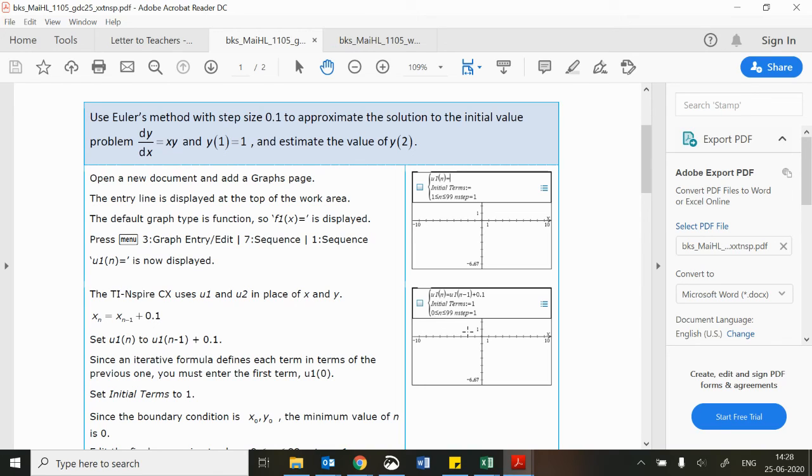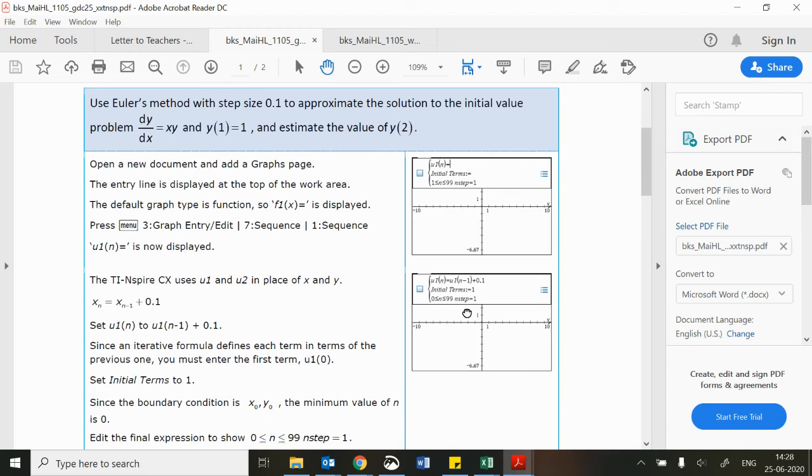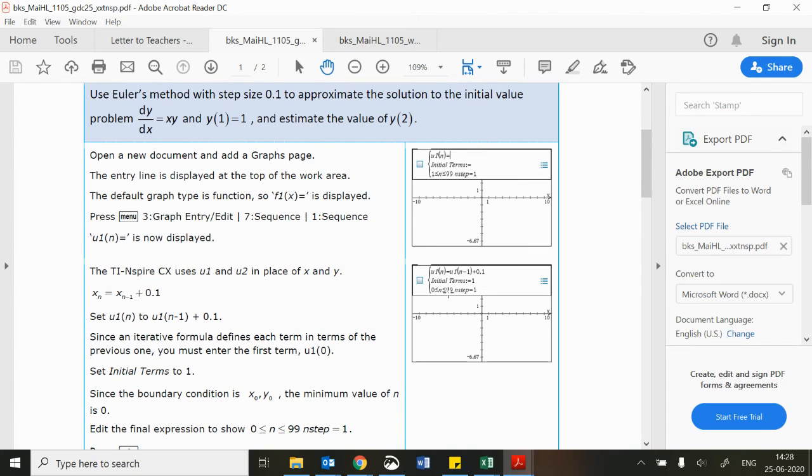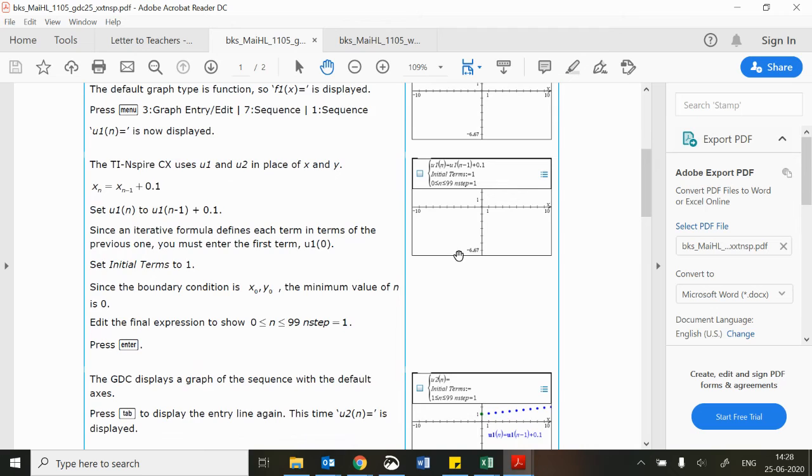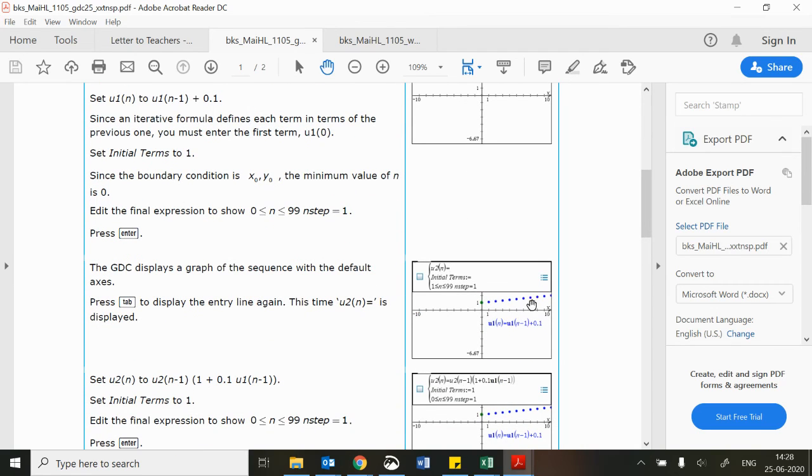Okay, and that should do for your questions. So that's not saying that it's going to go up to x is 99. That's just saying we're going to have 99 of these little steps in a massive table, but perhaps we'll only need the 10th one. Okay, so we'll be able to see that in the table. Once you put that in, it will plot this graph for you when you press equals.